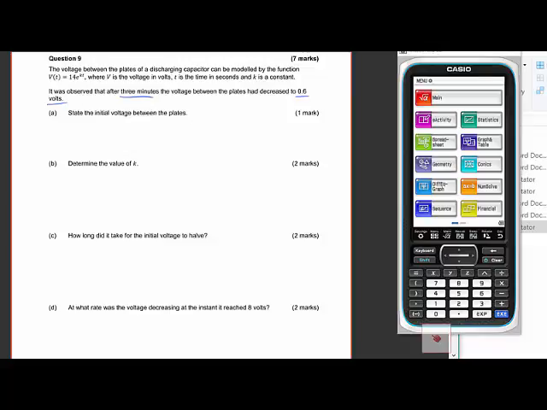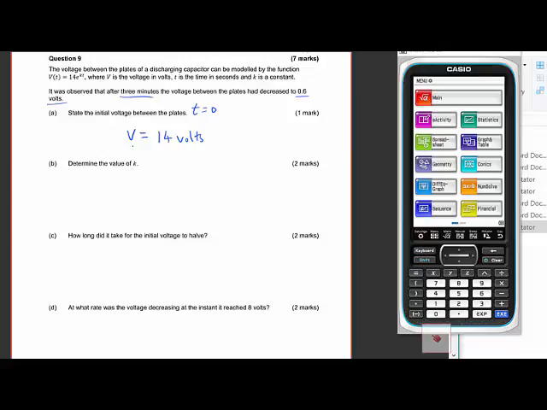State the initial voltage between the plates. Well, initial means t equals 0. So if t is 0, this is e to the 0, so it's just going to be 14 volts.